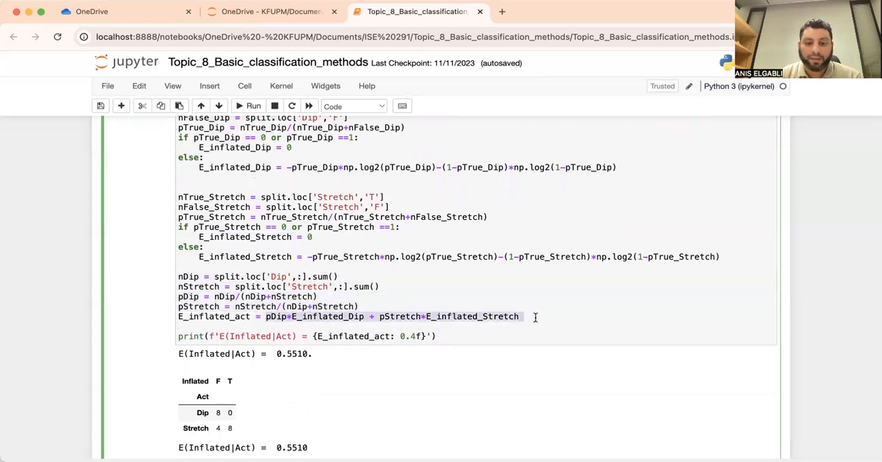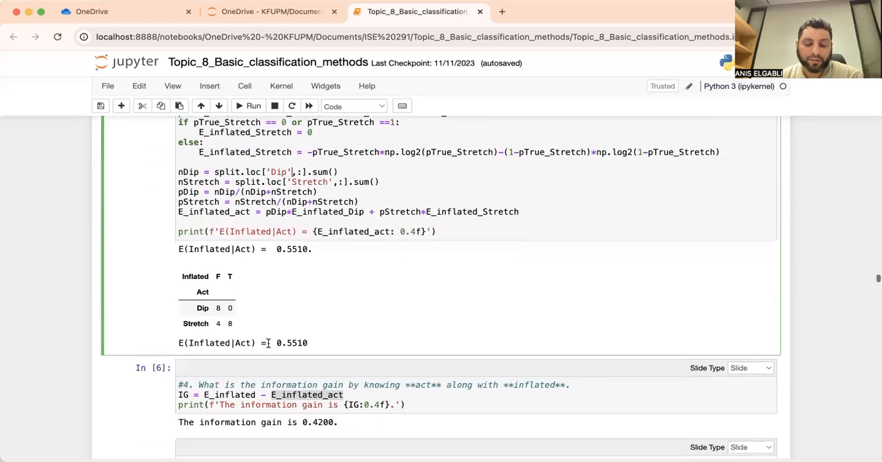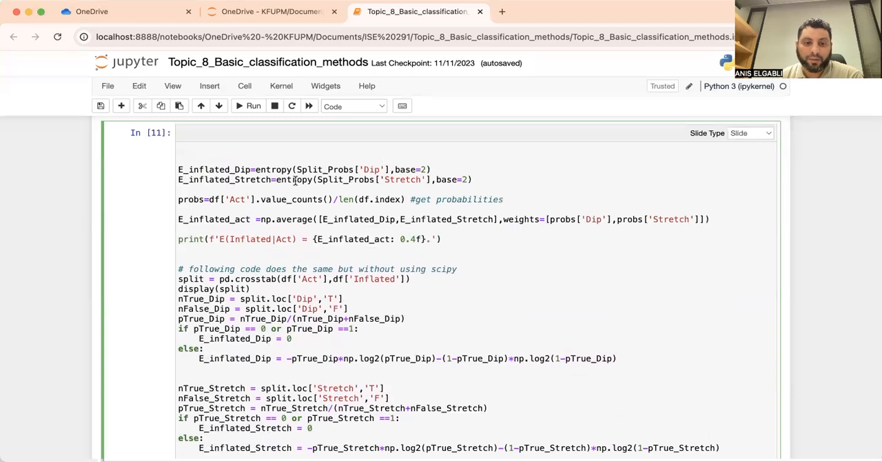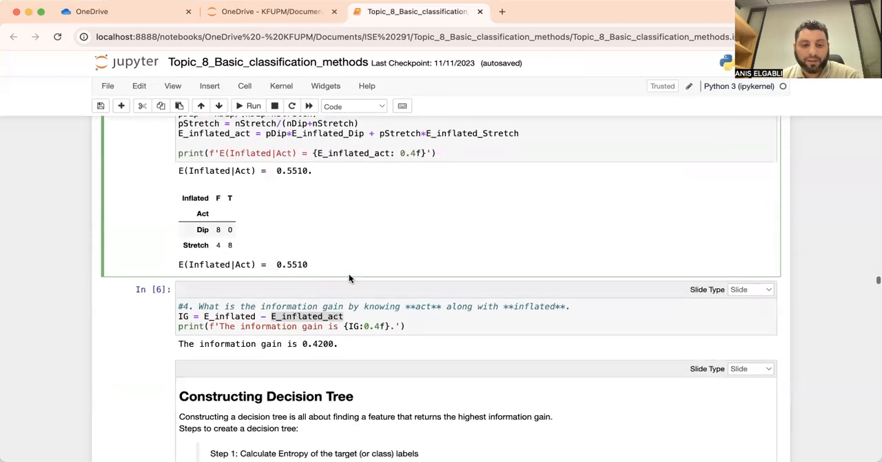And then here we take the weighted sum of these conditional entropies, the entropy of inflated given dip and the entropy of inflated given stretch, weighted by their probabilities. Probability of dip times the conditional entropy of inflated given act equal to dip, plus probability of stretch times the conditional entropy of inflated given act is equal to stretch. That's it. So this is another, longer way to compute it. We're not using the entropy built-in function, or calling np.average and passing the weights. So we're doing everything from scratch, but it leads to the same result.